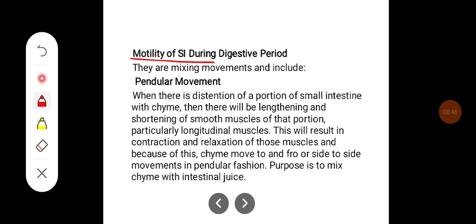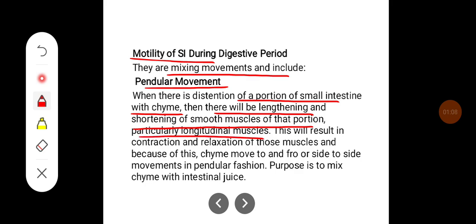Motility during digestive period. They are mixing movements and they include pendular movements. These are when there is a distension of a portion of small intestine with the chyme, then there will be lengthening and shortening of smooth muscles of that portion, particularly longitudinal muscles. This will result in contraction and relaxation of those muscles, and because of this, the chyme moves to and fro or side to side in a pendular fashion. Purpose is to mix the chyme with intestinal juice.